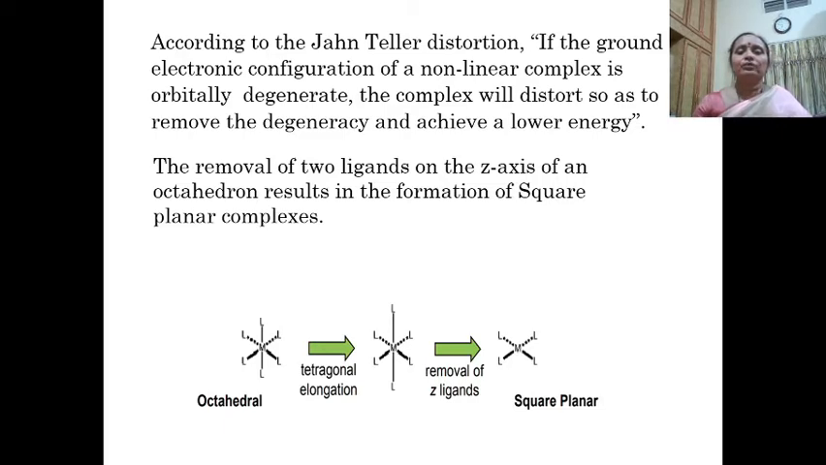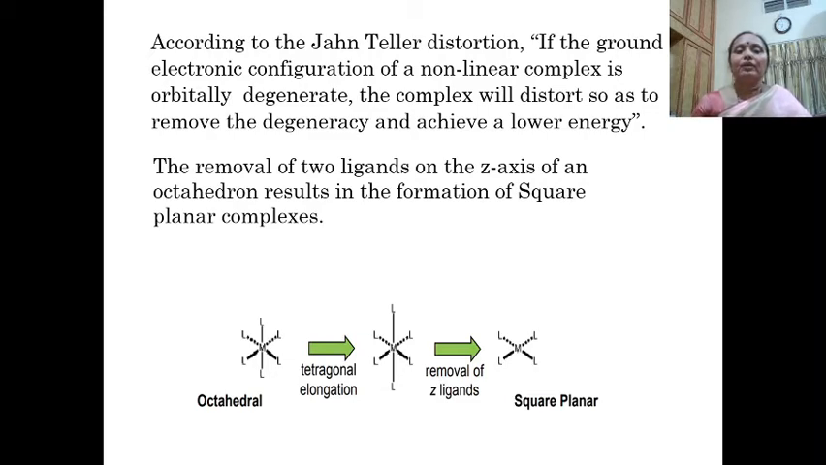According to Jahn-Teller distortion, if the ground electronic configuration of a nonlinear complex is orbitally degenerate, the complex will distort so as to remove the degeneracy and achieve a lower energy.